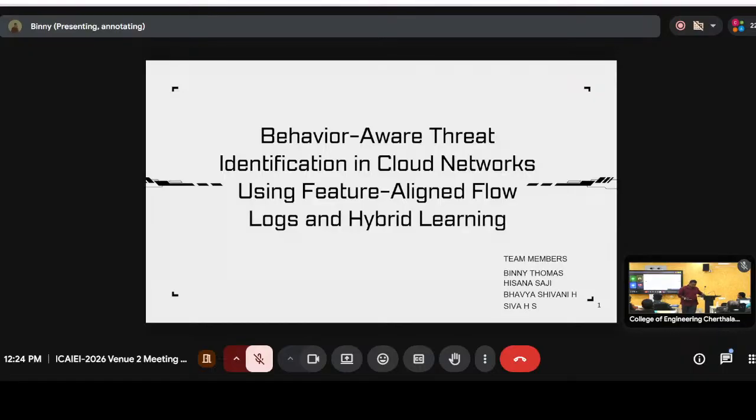Okay. So good morning, everyone, respected faculty and everyone present here. Today, I, Binny Thomas, and Hisana Saji will be presenting our paper called Behavior Aware Threat Identification in Cloud Networks using feature-aligned flow logs and hybrid learning. So our system is an intelligent IDS made specifically for cloud environments that mainly focuses on insider threat detection, and we use VPC flow logs for this. Our team members include Binny Thomas, Hisana, Bhavya, and Shiva HS. Now I'll hand over to Hisana Saji for presenting the next slide.